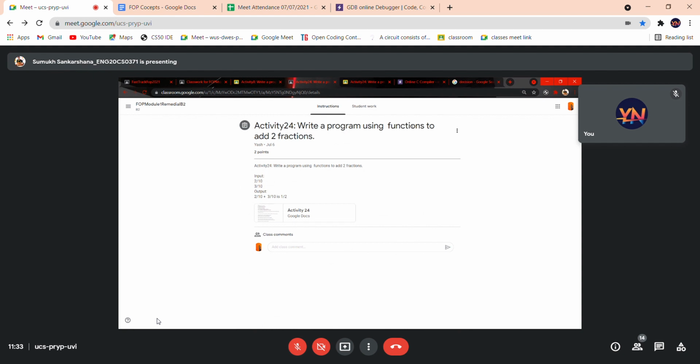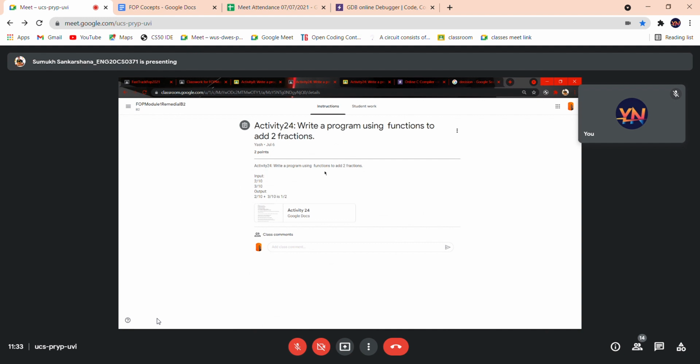Those four functions are: one function for input, one function for evaluating the data, one function for displaying the data, and the main method. These four are the minimum. You can add other functions also, but these four are the minimum to be there.